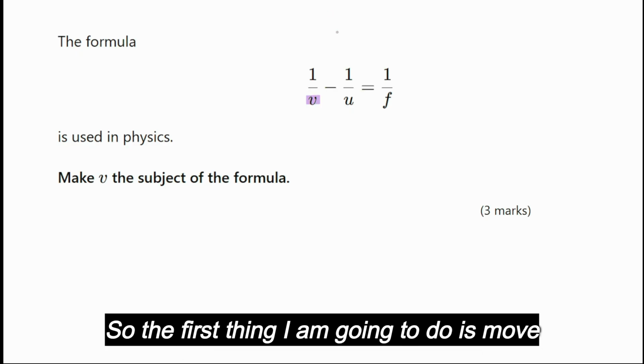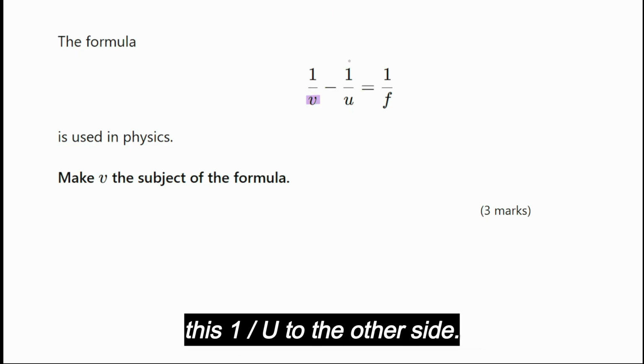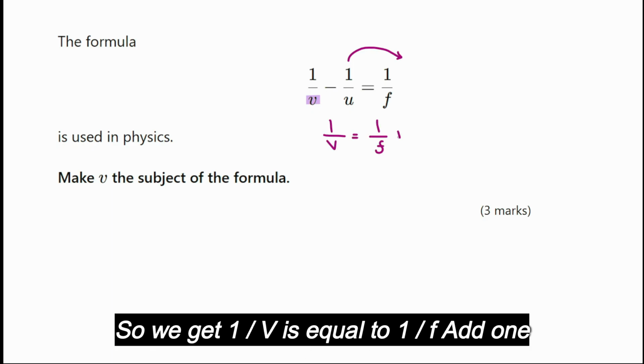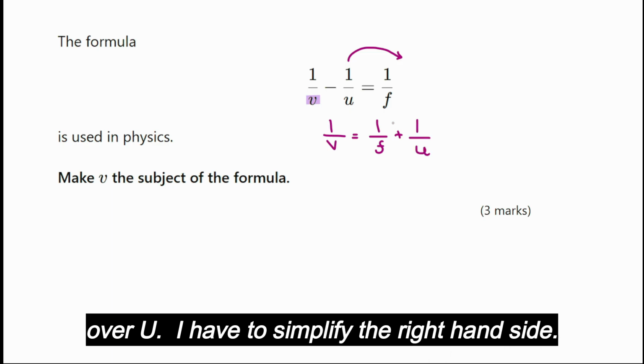So the first thing I'm going to do is move this 1 over U to the other side. So we get 1 over V is equal to 1 over F add 1 over U. I have to simplify the right hand side.